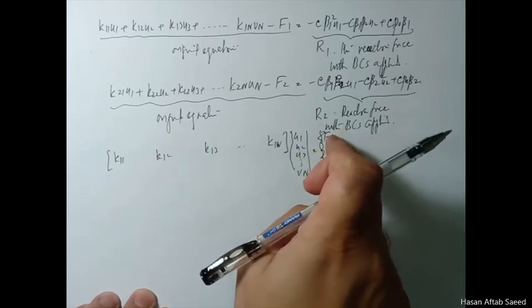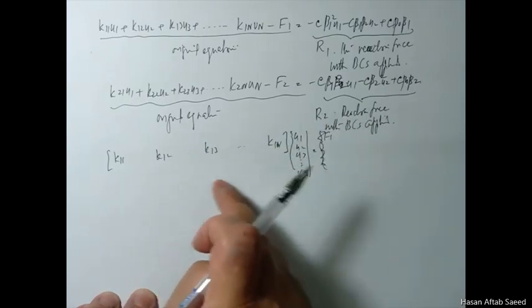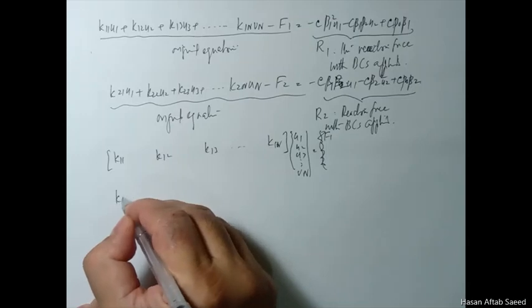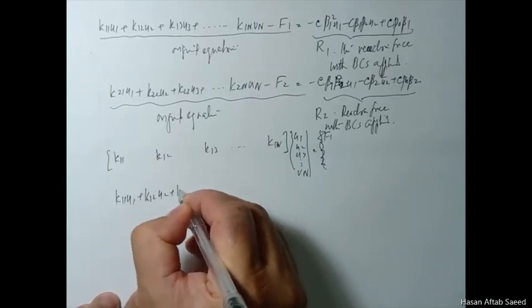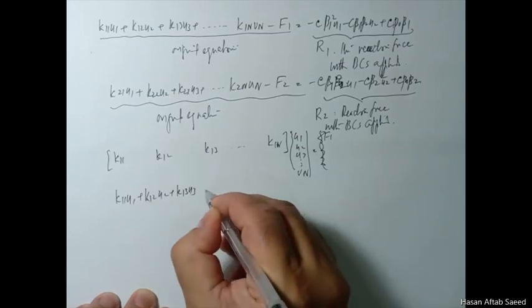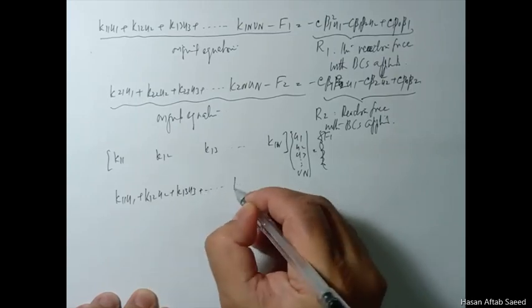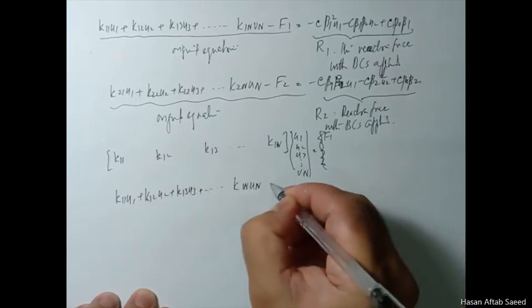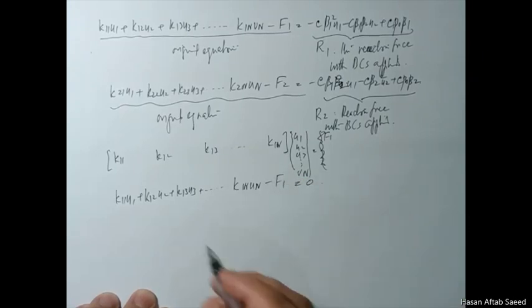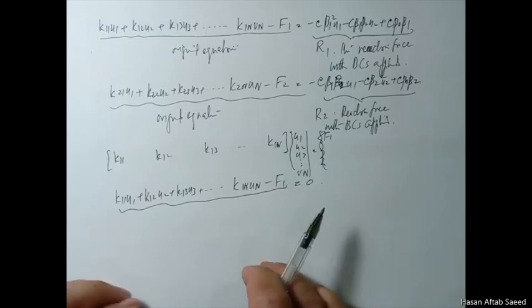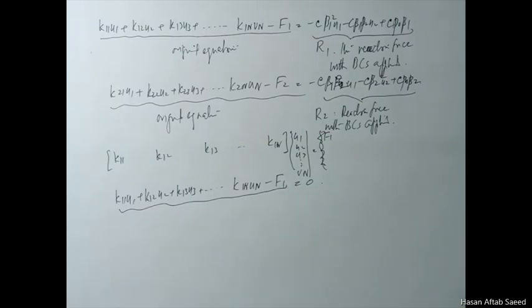So if you take F1 from right to left, then K11 U1 plus K12 U2 plus K13 U3 up to K1n Un minus F1 is equal to 0. Then this quantity is 0. But this is before the application of boundary conditions, as it should be.